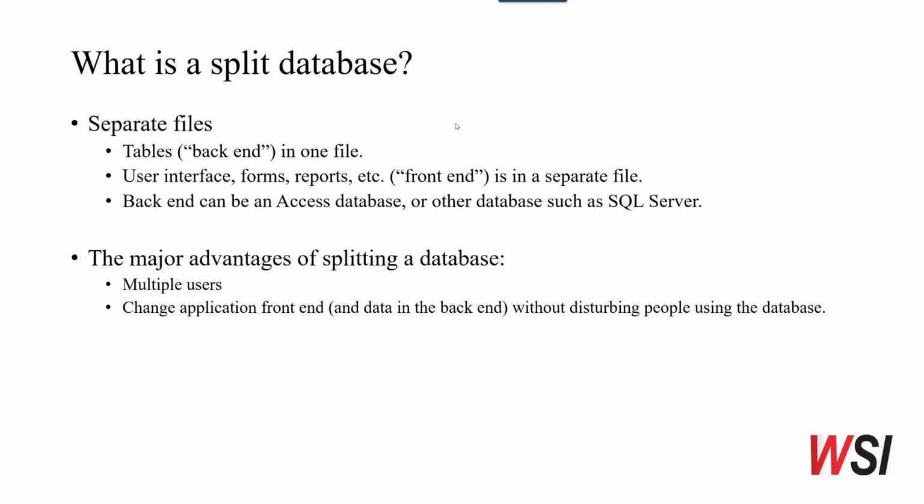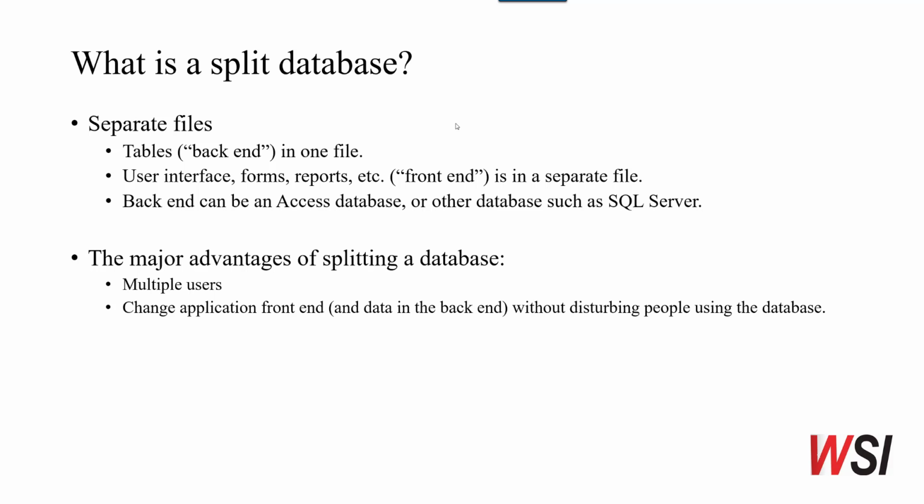So let's define what a split database is first. When you open up Access and create a new database, you create tables, and then from those tables you create queries to view the data, and you create forms and reports as a user interface. The forms are where all the buttons and drop-down boxes and text boxes are. And of course reports. So that's the user interface of the database.